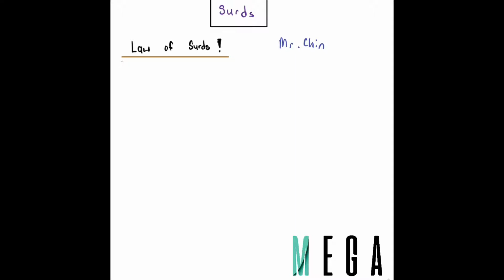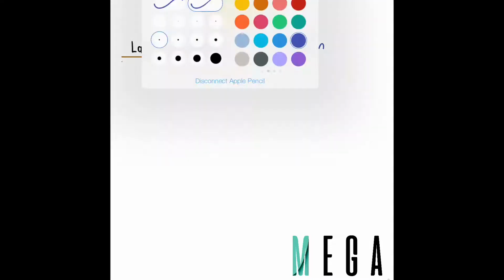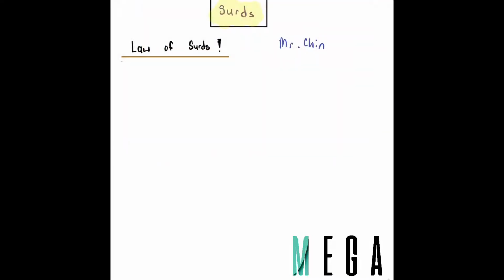So today we'll be learning about surds. There are a few laws of surds that you will need to know for this lesson. The first law of surds is, let's say I have surd AB multiplied together, I can split them into surd A multiplied by surd B. Okay, so this is the first rule to remember.